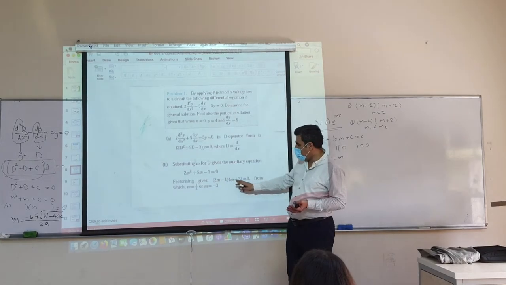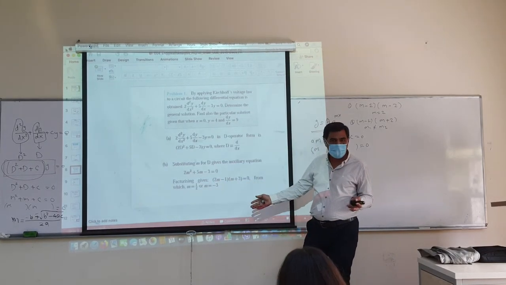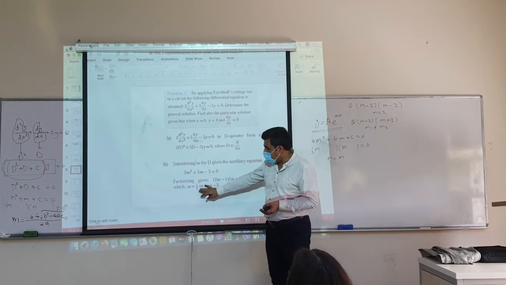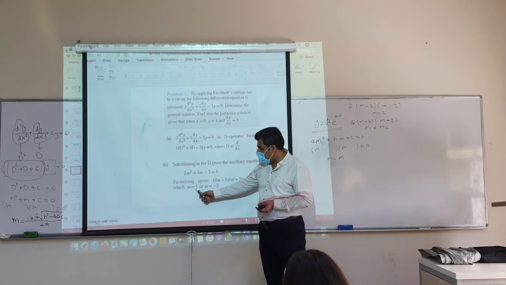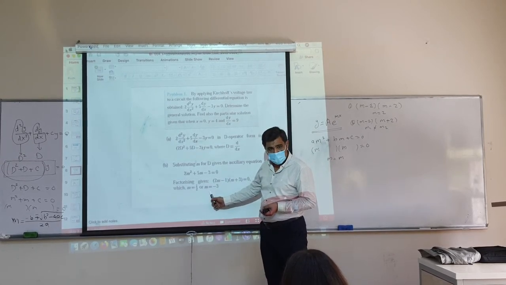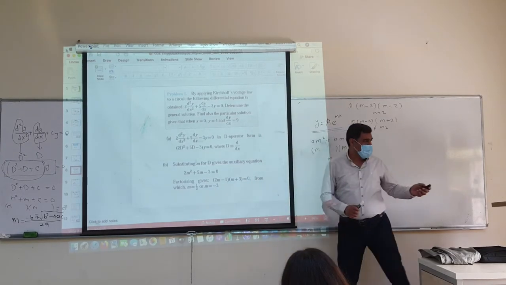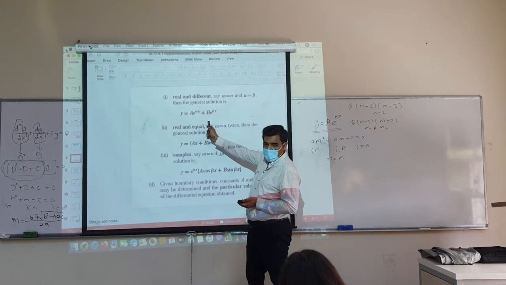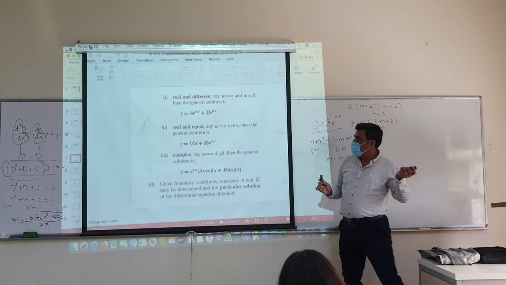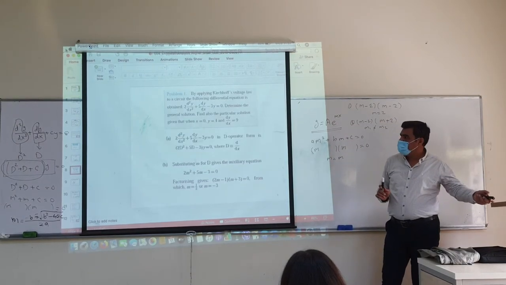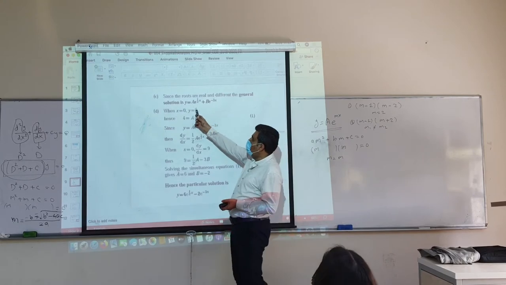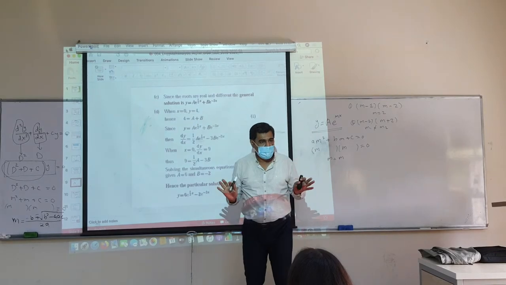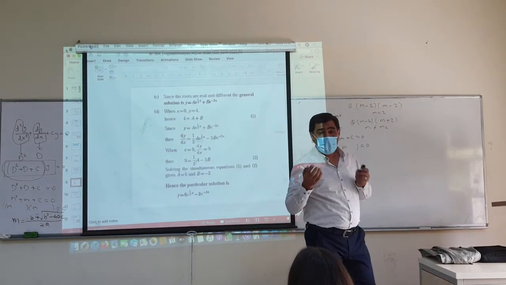Now you find the M, and it says they are real but different. So if we go back, real and different, then y is equal to this equation. So, based on the result, our equation will be this one. But this is a general solution.